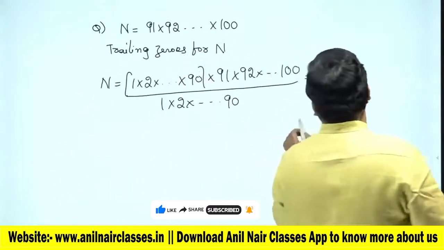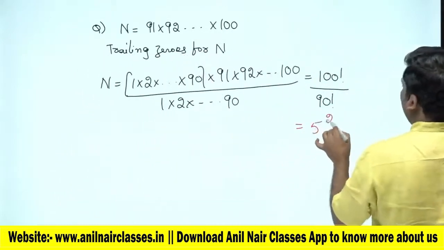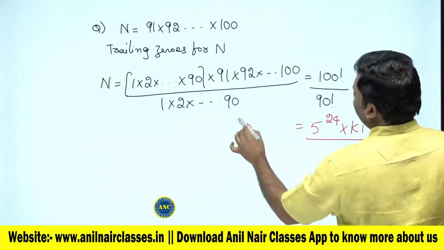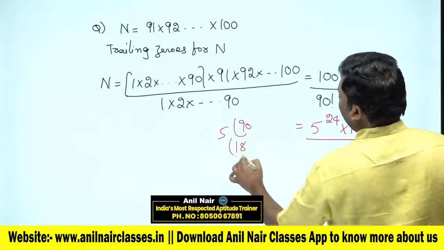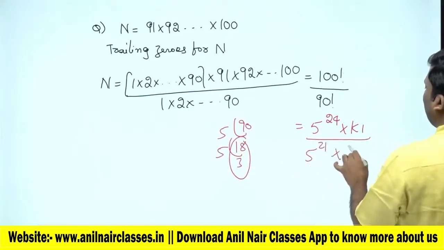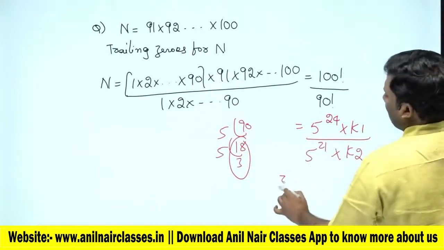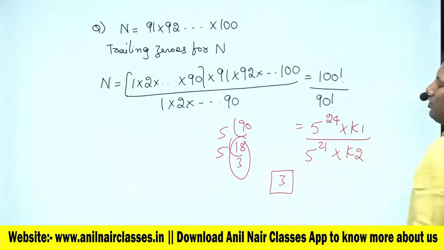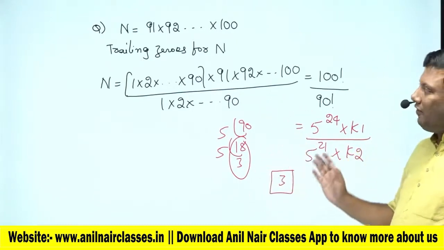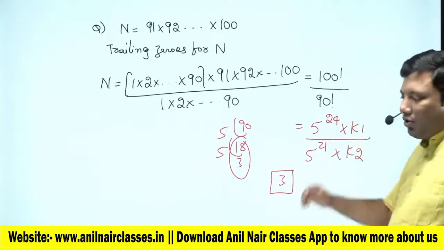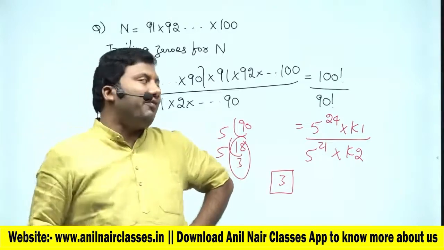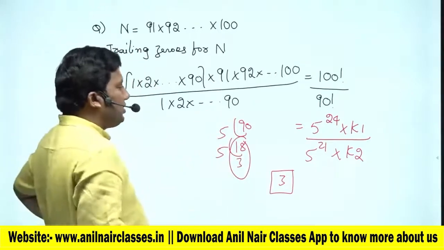100 factorial will be 5 power 24 into k1. 90 factorial will be 18 fives plus 3 fives, 18 plus 3 is 21, so 5 power 21 into k2. So the answer is the number of trailing zeros for this question. If the factorial is not present, how to do it? Divide the numerator and denominator and convert it into a factorial. Then apply the highest power of 5.